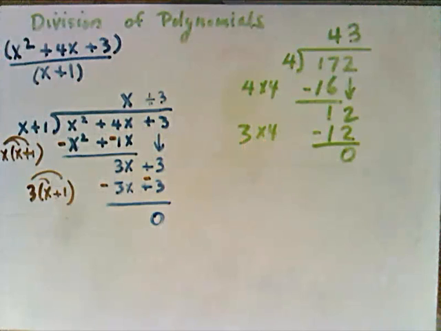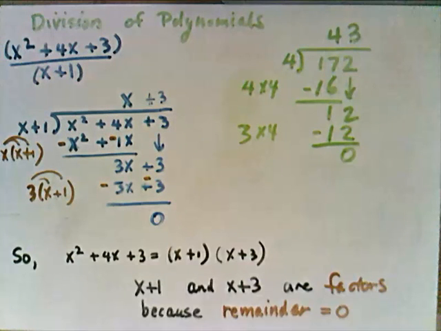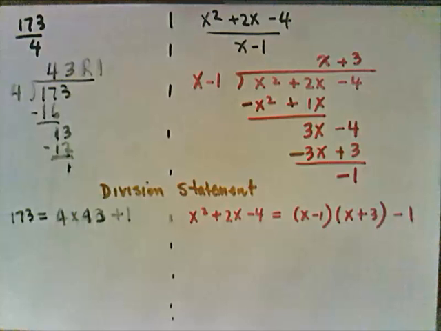In the previous examples, we divided trinomials by binomials. In the first instance, we had 0 remainder, and that meant the divisor and the quotient were factors. In the second example, they were not because the remainder was not equal to 0.